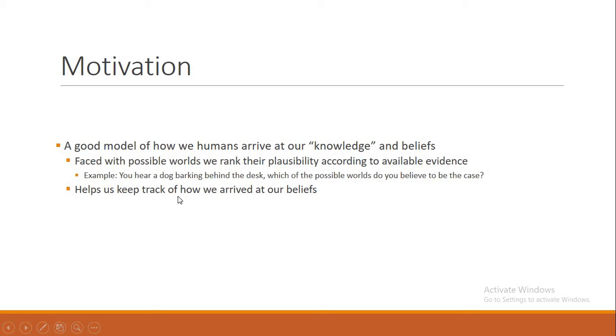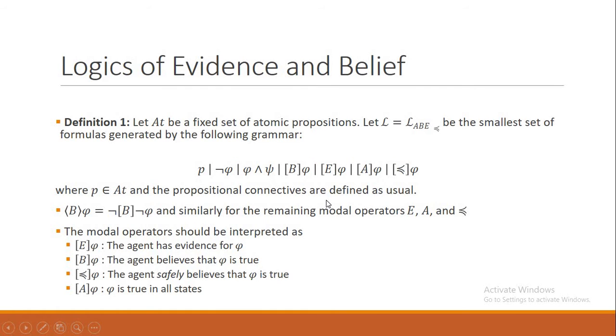And another reason it is a good model for us is that it helps us keep track of how we arrive at our knowledge and beliefs. As you will see soon, the logic of evidence helps us maintain a track record, the reasons we have for arriving at our beliefs. And that's just what we did in my previous example. When I asked, why do you believe that the sound was that of a phone, not a real dog? You gave me a list of reasons, and so we are able to keep track of how we arrived at our beliefs. And now let's start with the formal definitions.